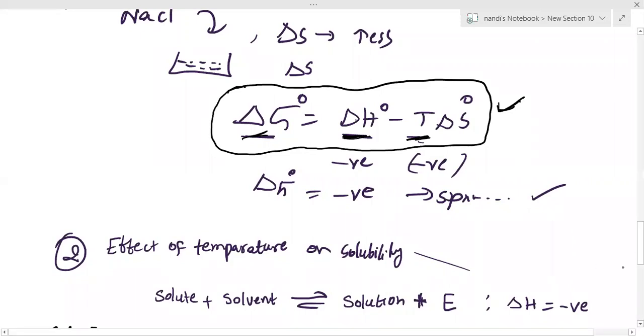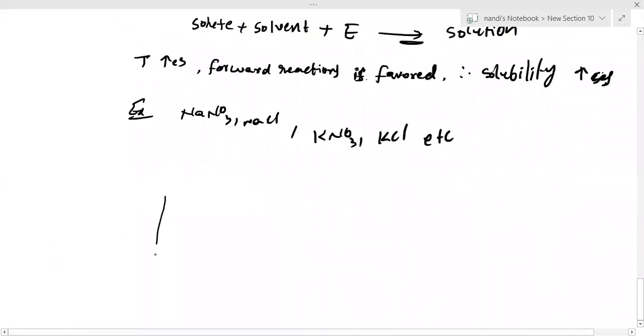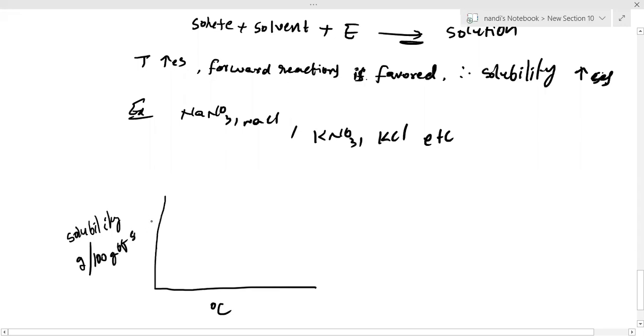So I'm giving briefly the temperature versus solubility graph for KNO3, NaNO3. As temperature increases, the forward reaction is favored, which means solubility increases. Temperature is in degrees centigrade, and solubility is in grams per 100 grams of solvent. Now we are getting the graph here. I'm just giving the graph, and I will write the names.